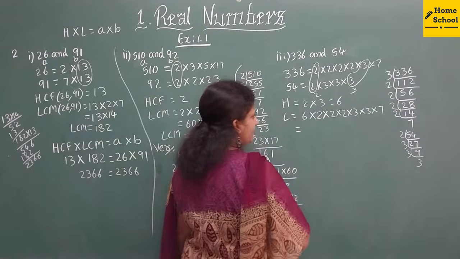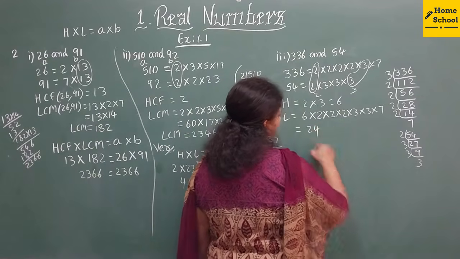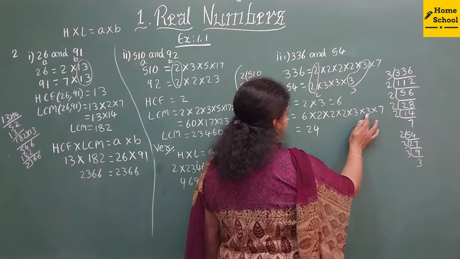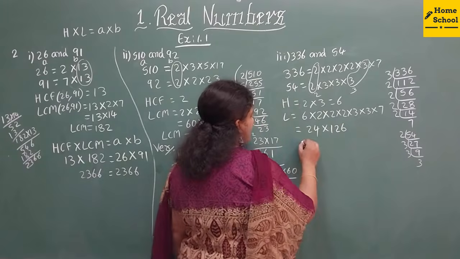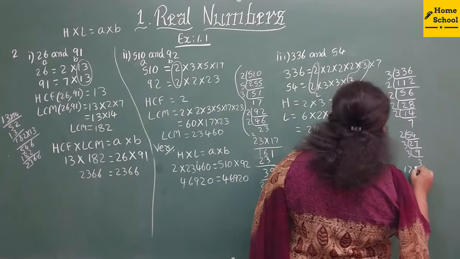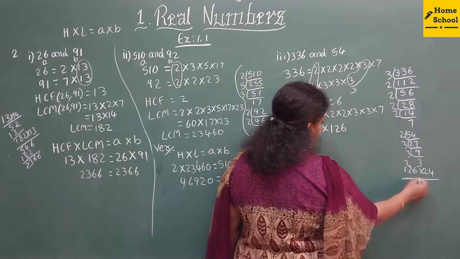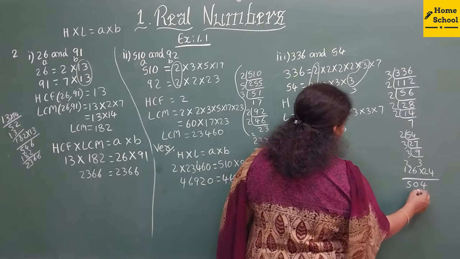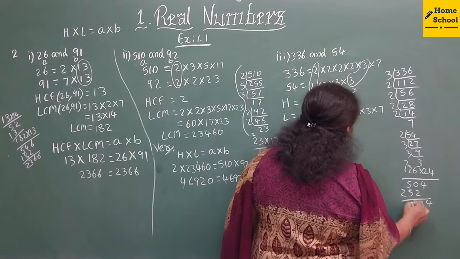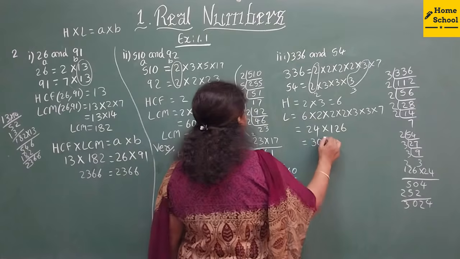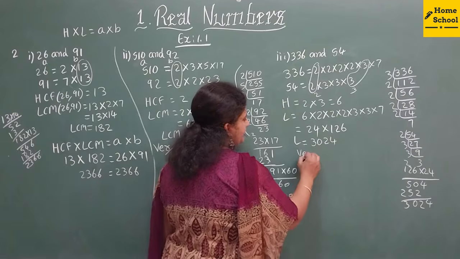Let us start multiplying this. 2 2s are 4, 4 2s are 8, 8 3s are 24. Right? 7 3s are 21, 21 6s are 126. Now multiply these two. 126 into 24. 4 6s are 24, 4 2s are 8, 10, 5, 12, 4, 5, 2. Then this is 3024. What is the LCM here? 3024. Now start verification.